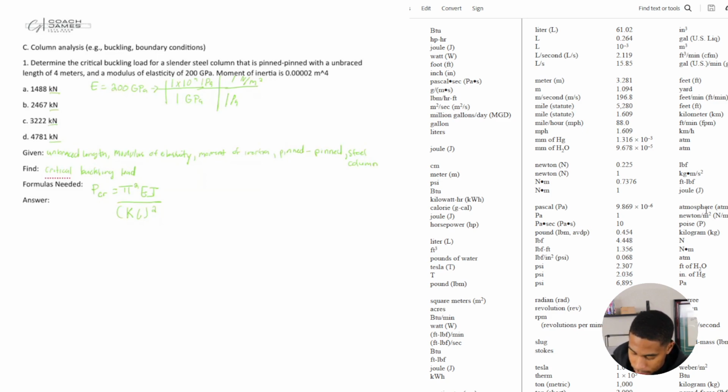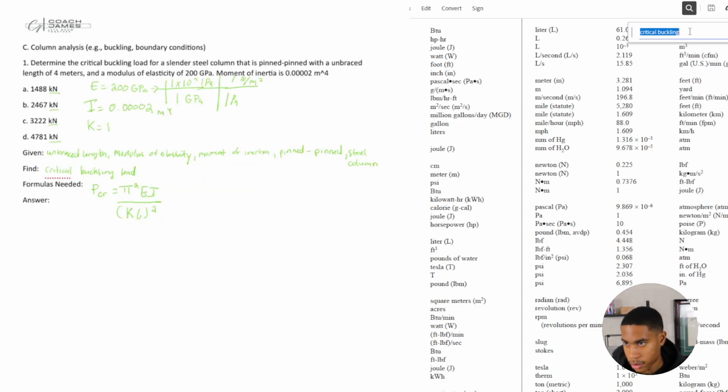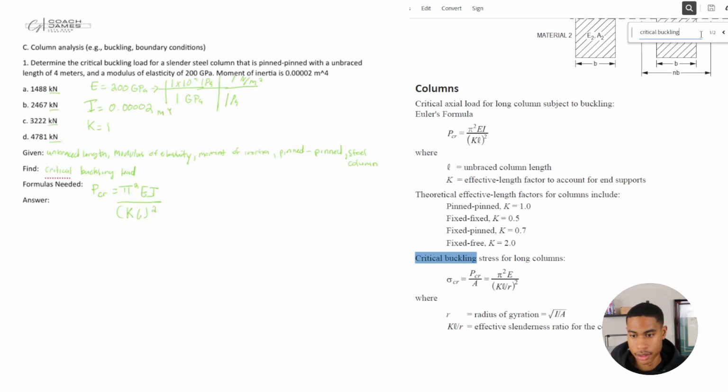Okay, so now we got I is equal to 0.00002 meters to the 4th. All right. K is equal to 1. Where did I get K is equal to 1? Well, it's pinned. We had critical buckling, going back to our formula so you can see, K is equal to 1 for pinned. All right, L is equal to the unbraced length, which is 4 meters. That's what we're given, right? That's why I'm getting you to write out your givens, because from this information, you'll know what variables you're looking for.